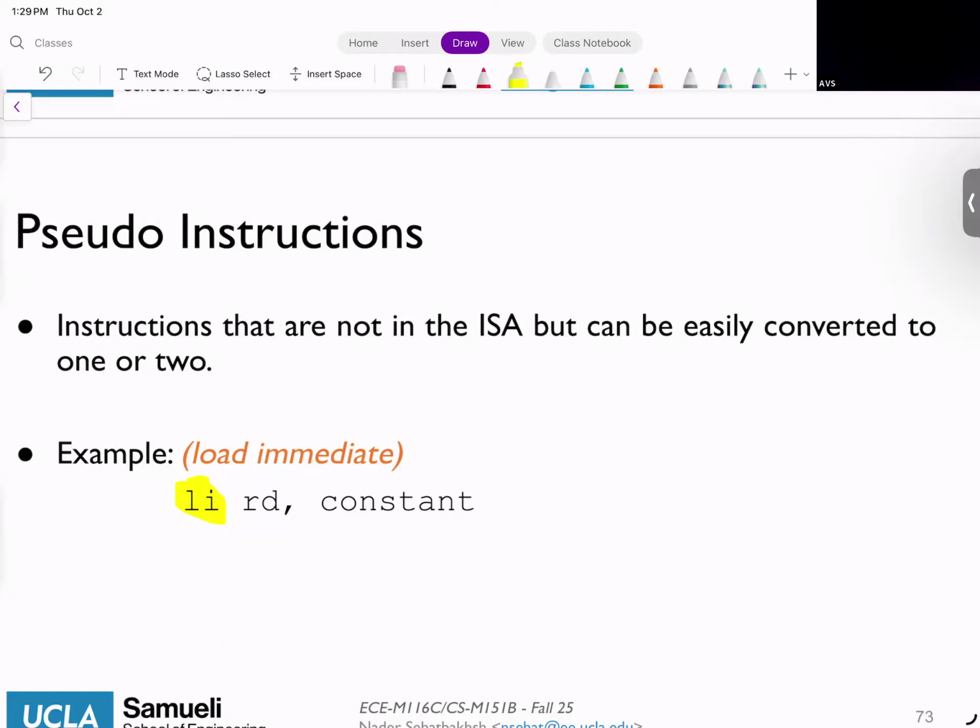Okay, so let's say you want to initialize your register 10 with value 5. What you can write is li x10, 5. So hardware does not know that li exists, but you can write it in the assembly language, and the compiler will translate this into an existing instruction. For example, this one can be translated into add x10, x0, 5.